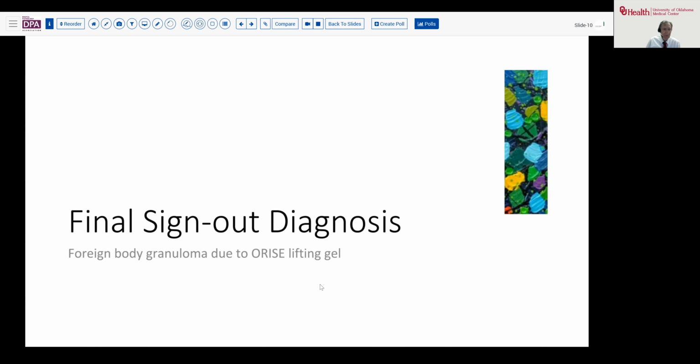ORISE gel is marketed in a very convenient fashion and does have those advantages of some staining material to help provide contrast. But when used, the clinicians should be aware of this delayed complication, and pathologists should be alerted to that possibility as well.